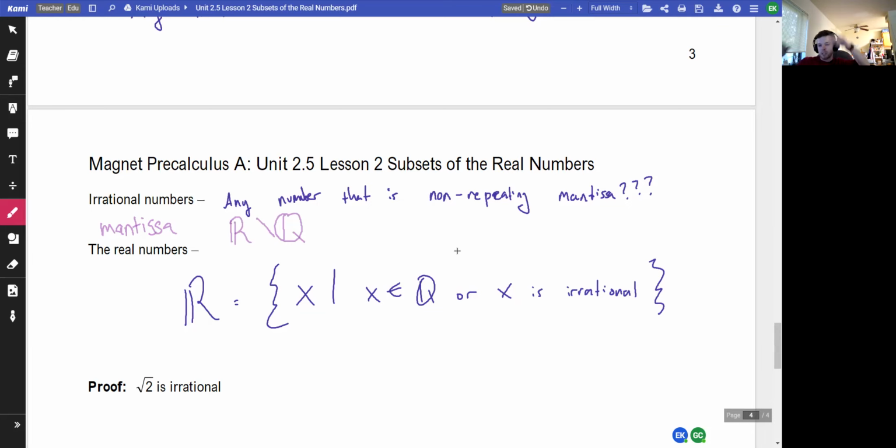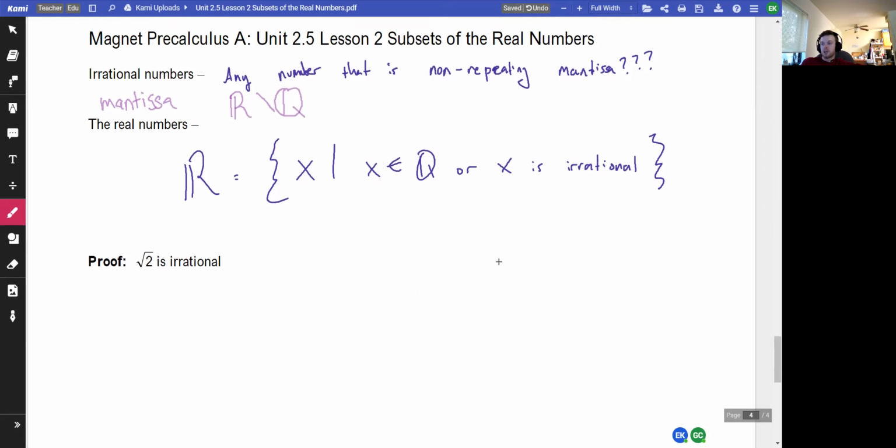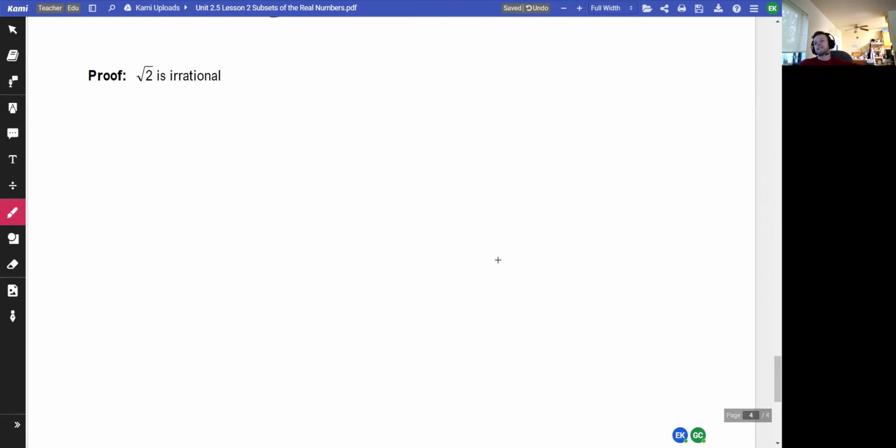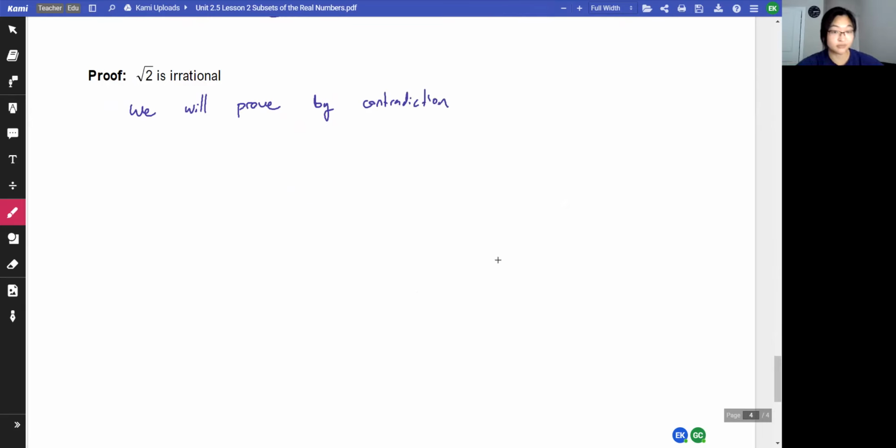Basically, the irrational numbers are everything in between the rational numbers, but one way to think about it is the non-repeating stuff, because if it's repeating, it's rational. We have the real numbers, the irrational numbers, everything else. One last proof and then we're out of here: proof by contradiction. We assume that root 2 is rational, and then we show that we broke math. We will prove by contradiction, which means let's assume the opposite and show that it breaks math.